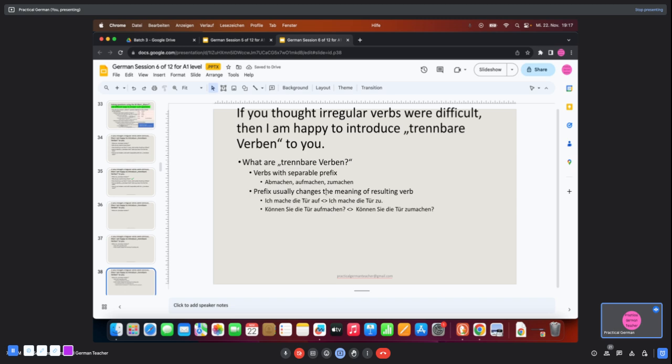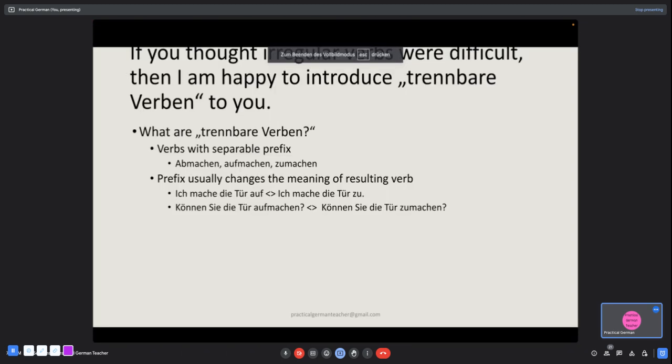As I said, the prefix changes the meaning of the resulting verb. It's very easy to remember: subject, and what you do is you separate the verb, you take the prefix, auf, you push it towards the last position. I will go again in slideshow mode. You push the prefix to the last position, and then everything remains the same: subject, verb, object. Here, ich mache, zu is at the last position, and then you have subject, verb, object. So ich mache die Tür zu. So it's clear.